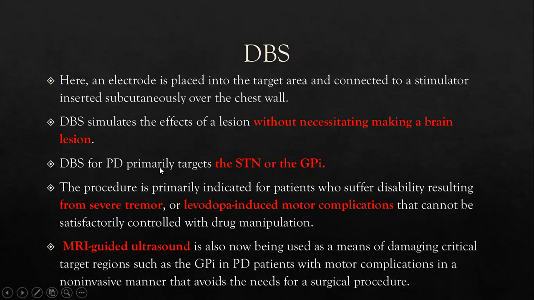So DBS for Parkinson's disease targets the subthalamic nucleus or the globus pallidus interna. The procedure is primarily indicated for patients who suffer disability resulting from severe tremor or levodopa-induced motor complications that cannot be satisfactorily controlled with other drugs. MRI-guided ultrasound is a recently developing area of treatment, used as a means of damaging critical target lesions such as the globus pallidus interna in PD patients with motor complications in a non-invasive manner that avoids the risk of surgery.